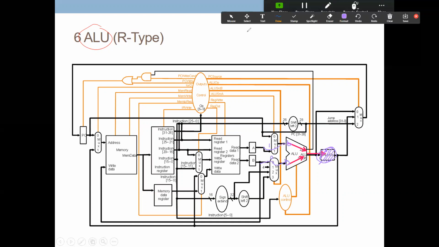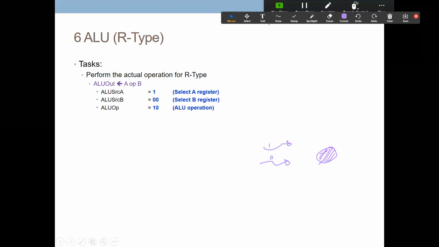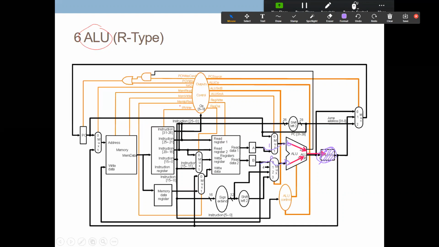What control signals do you need? You just select ALU source A, ALU source B, and then you select ALU op. As we said, ALU op 1 0 means this is an R type, and I would need to rely on the function field to know what the four-bit ALU control I want to request from the ALU. So that's it.